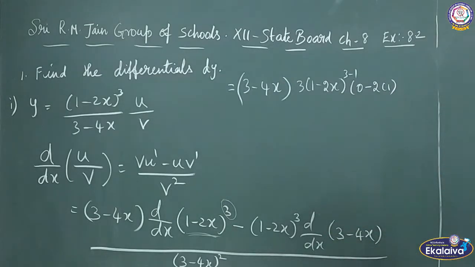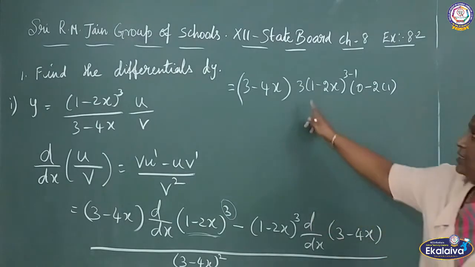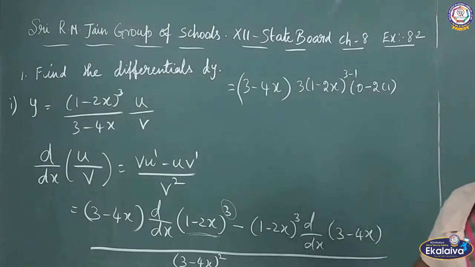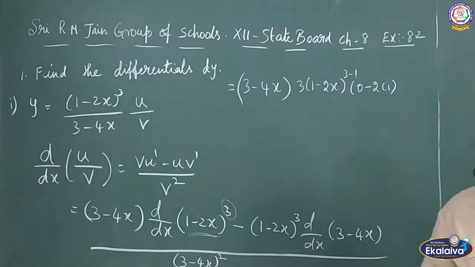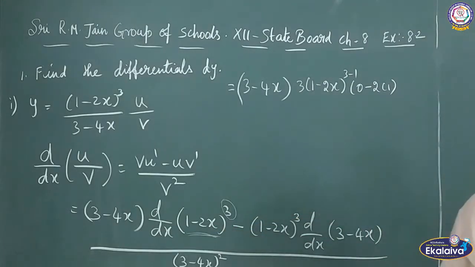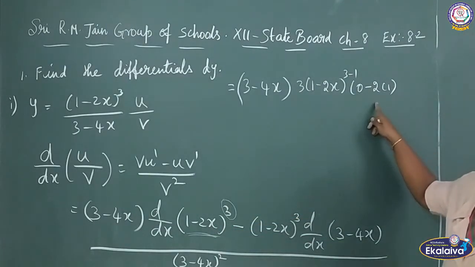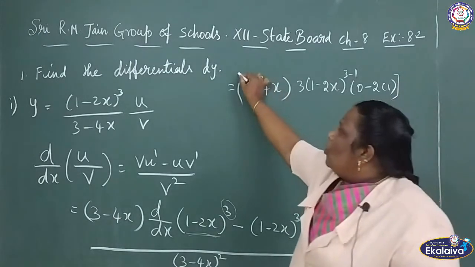Is it clear for you? See, first you can think of the power. Power is n into x power n minus 1. Then the power part is over. Then you will concentrate on the term. What is the term? 1 minus 2x. So, 1 becomes 0, minus 2 into 1. This term is over.